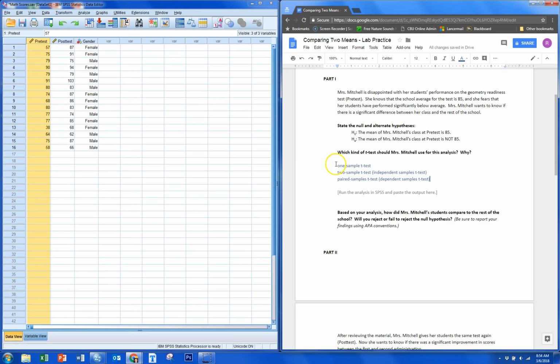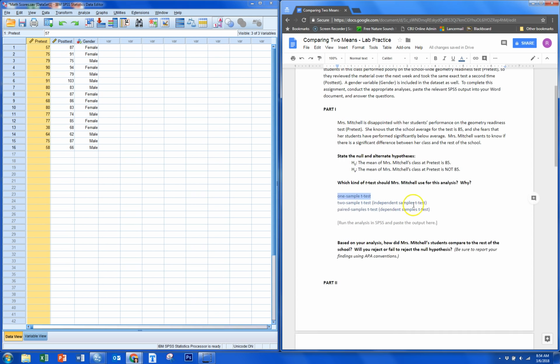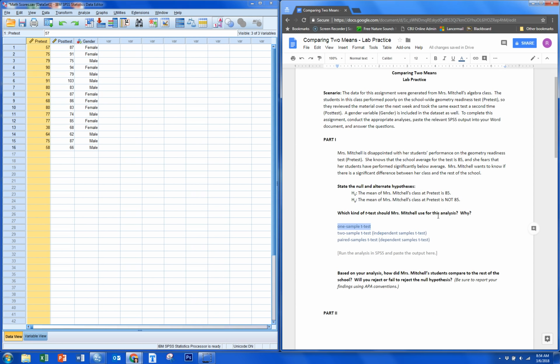So the one sample t-test is a situation where you have, just like it sounds, one sample. So you might think, well, wait, we're comparing two means. How can you compare two means if you only have one sample? You have one mean to work with. Well, this is because you have a known population mean. You're comparing it against a value you already have.